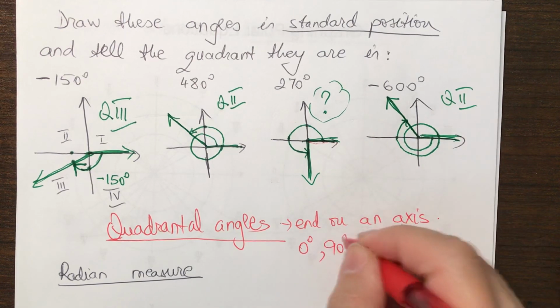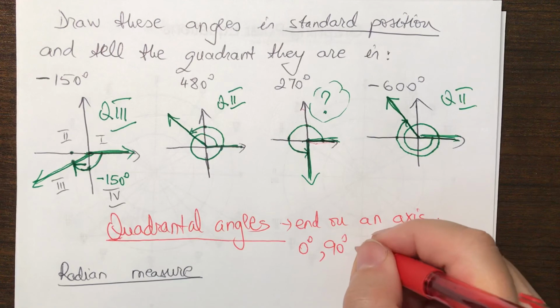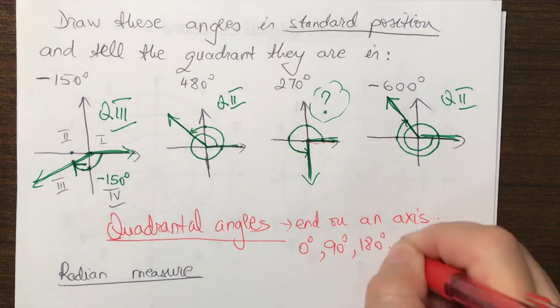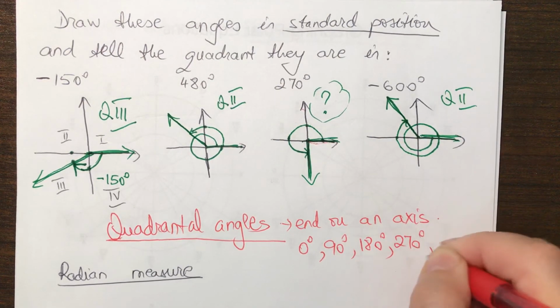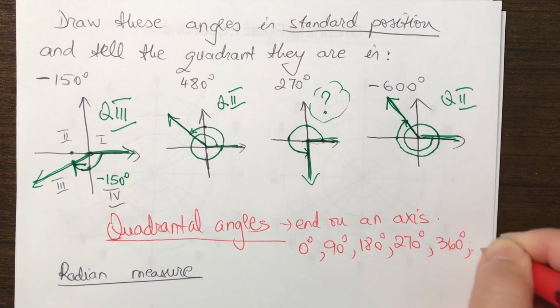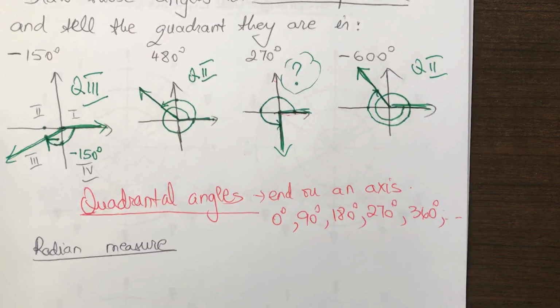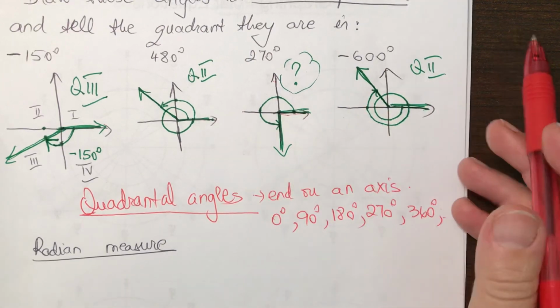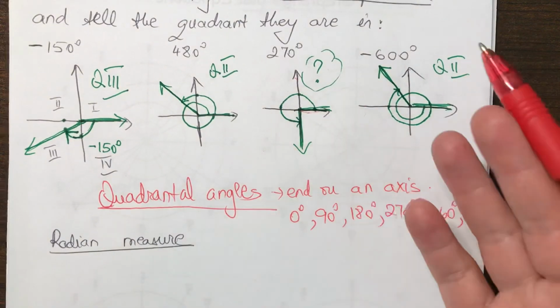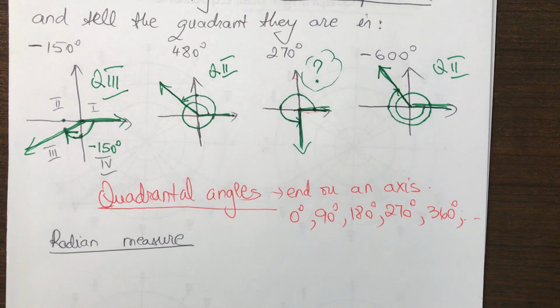90 degrees ends up on the positive y-axis. 180, 270, 360. And from here, any coterminal angles to this. Again, in other words, what? Minus 360. Or 90 minus 360, right? So negative 270. So either way, these are the angles that are not ending in any quadrants. They're called quadrantal. All right. Let's move on and see what else we could do.